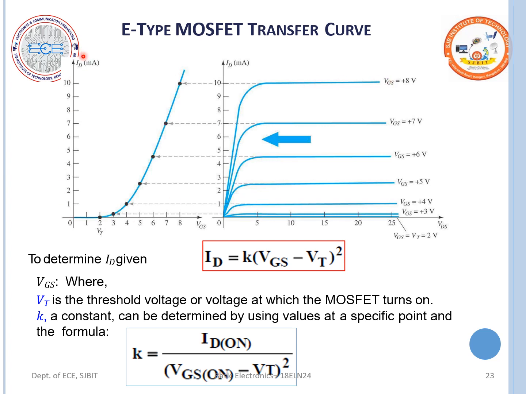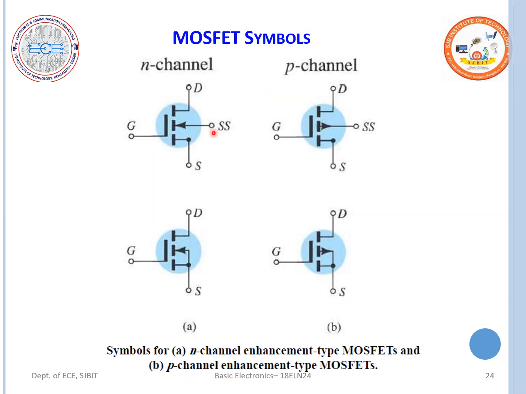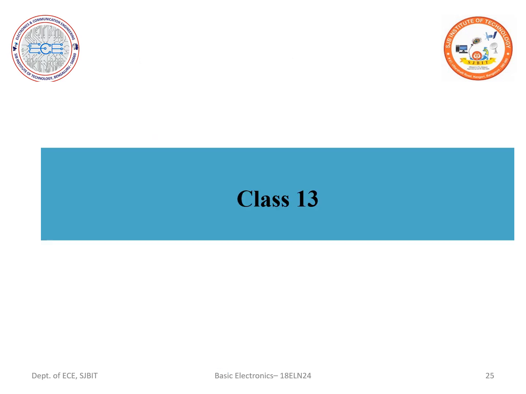Similarly, when we come to the drain characteristic, we can see a plot of ID versus VDS by keeping VGS constant. In a JFET, the current was reaching 0 milliampere when we made it more negative, but here the current is going to increase. These are the MOSFET symbols.